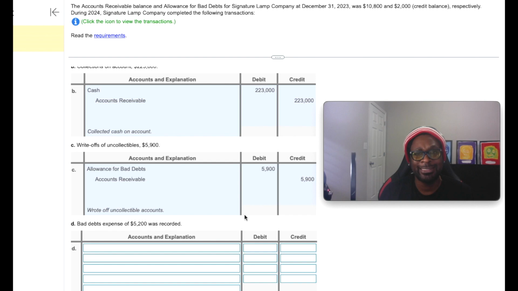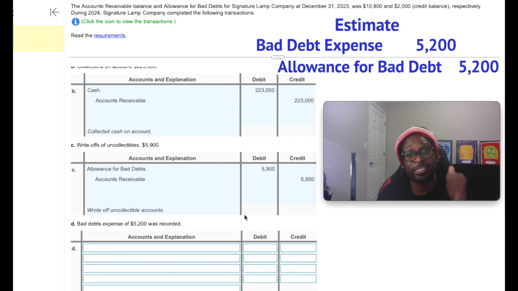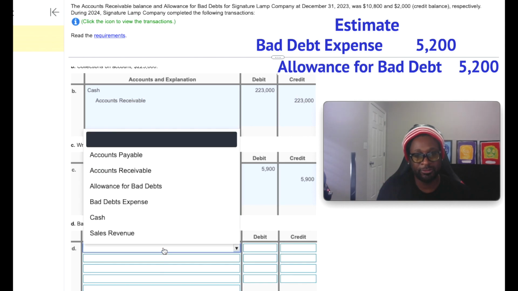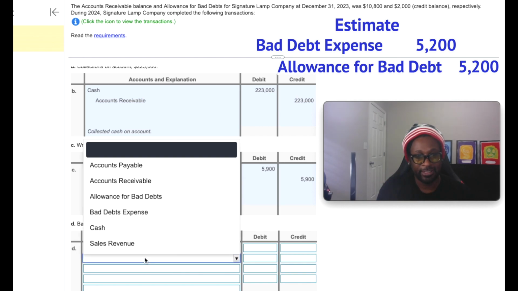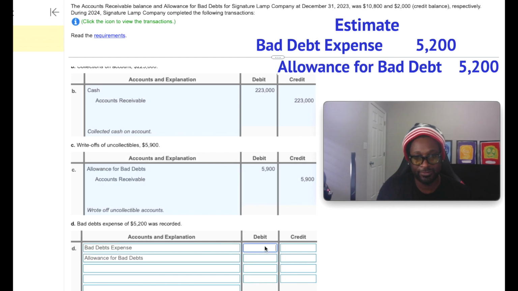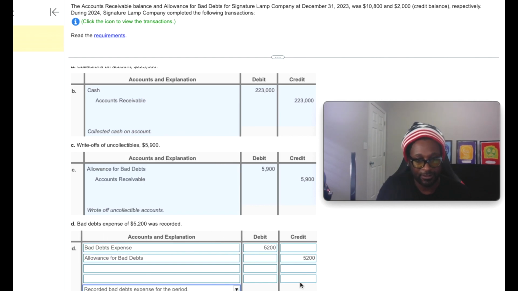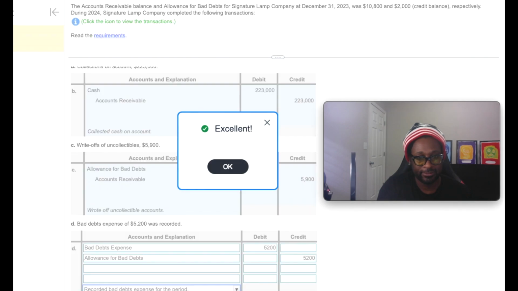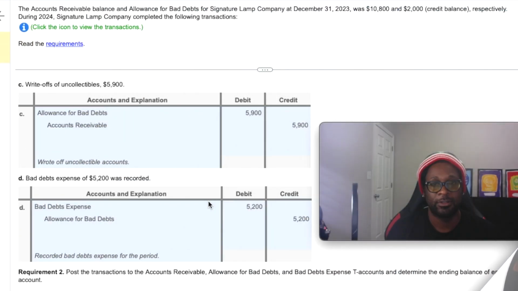Whenever we're recording a bad debt expense under the allowance method, we are truly making the estimate of the amount of accounts receivable that we expect not to collect, which means we're going to debit bad debt expense as well as create the allowance for uncollectible accounts, i.e. allowance for bad debt, on the books. So we make the proper journal entry by debiting bad debt expense and crediting allowance for bad debts for the $5,200. And we're going to check our answer. Excellent job, gang.